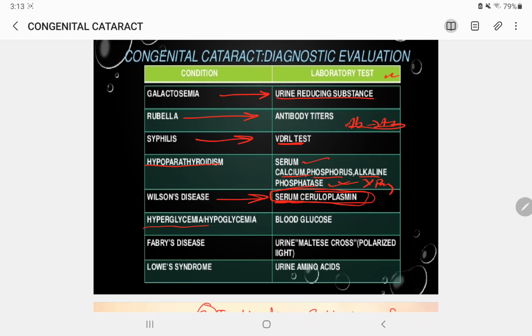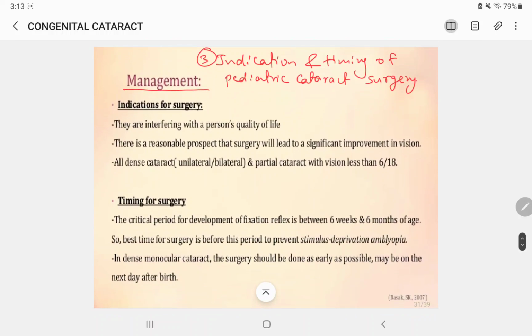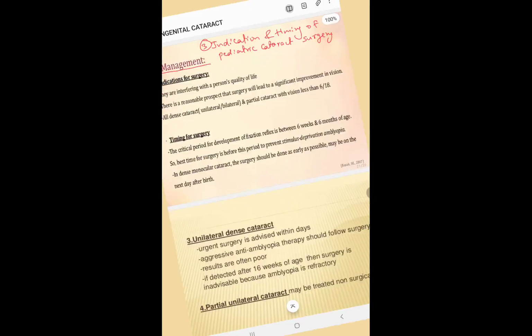And then hyperglycemia or hypoglycemia, we can check by the fasting blood glucose. Fabry's disease, we also have to look for the Maltese cross in polarized light, so we have to check the urine. And Lowe syndrome, by chromatography, we have to check for urine amino acids. So what is the management? How do we manage? Like, what do we suggest?